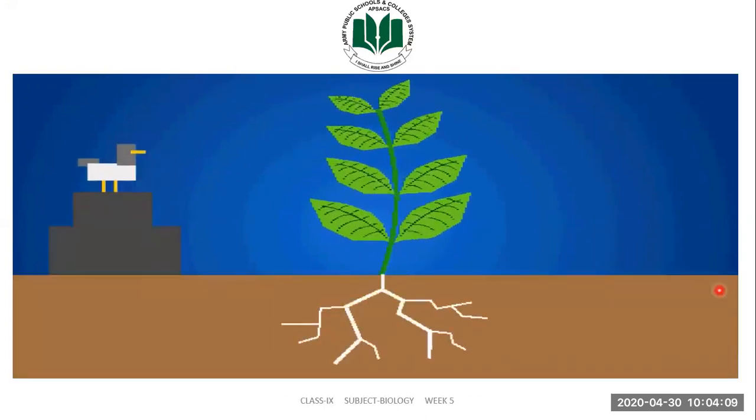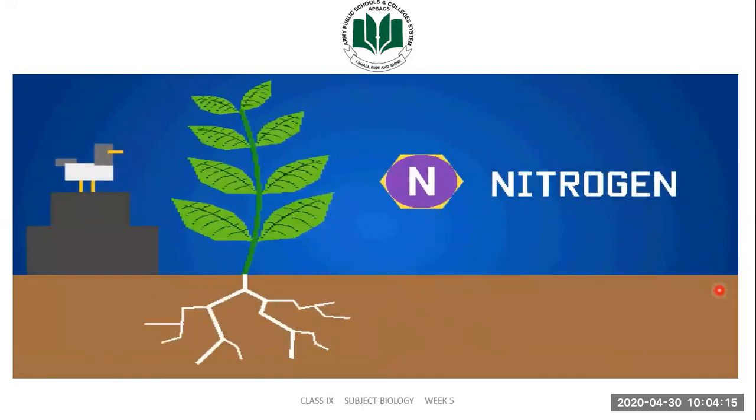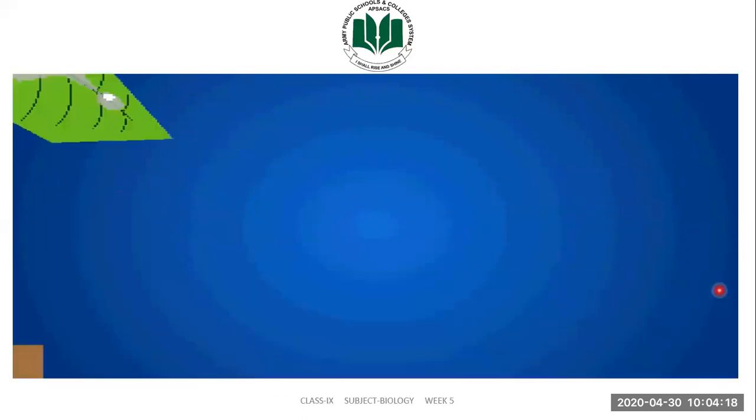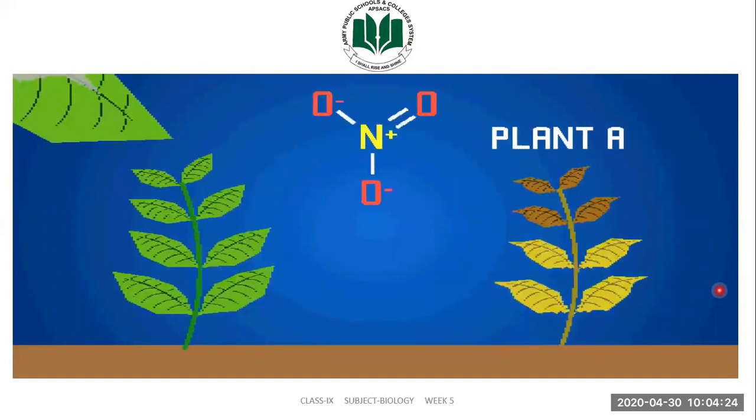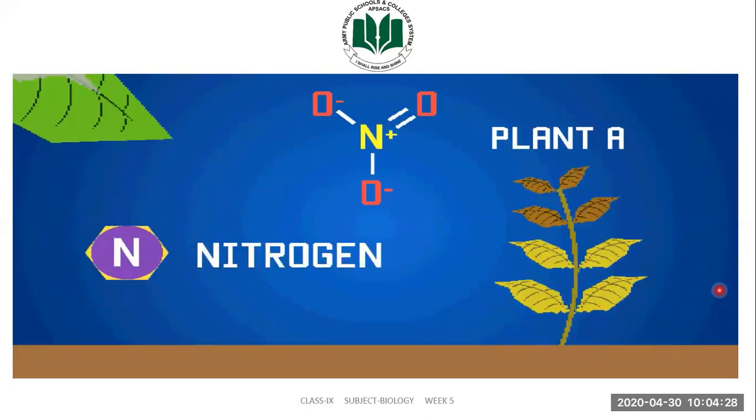In order to make all of the macromolecules, the plant needs to obtain some other elements from the soil. For example, nitrogen is needed to make protein. Plant A has not obtained enough nitrogen, which it should get by absorbing nitrate ions from the soil. As you know, nitrogen is needed to make protein, so without this element, the plant will have stunted growth. The older leaves will be yellow and sometimes shriveled.